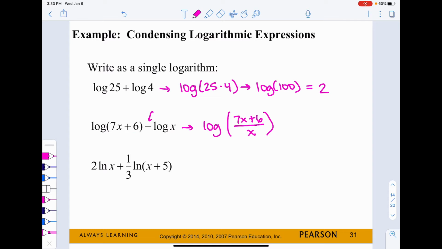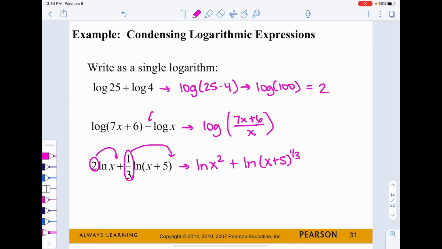And then the last one has 2 natural log of x, or 2 ln x, plus we have a 1/3 ln of x plus 5. So I see some numbers that are in the front, so that means we can use our power rule to throw those back up as exponents. That means that we're going to end up with the natural log of x squared added with the natural log of this x plus 5, which is to the 1/3 power.